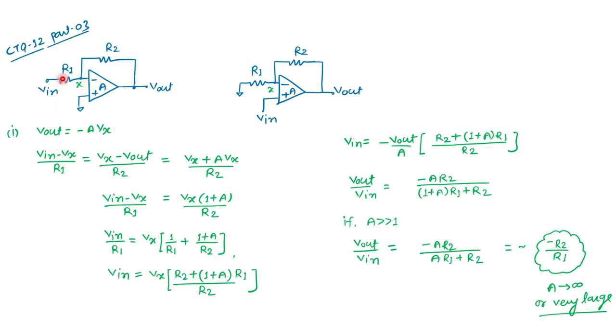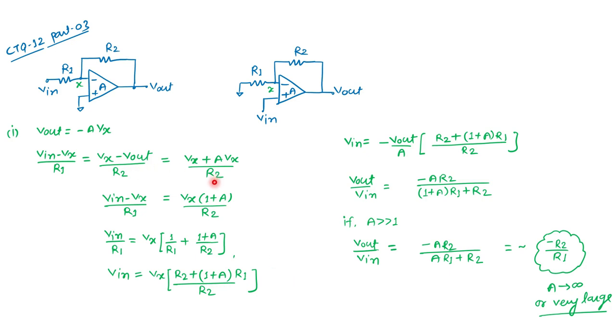Okay, so we can see the current entering this node X is nothing but (Vin minus Vx) by R1, and that same current is flowing through this R2. I'm expecting that there is no current going inside this op amp, because we know it is designed with high impedance devices inside it, mainly MOS devices.